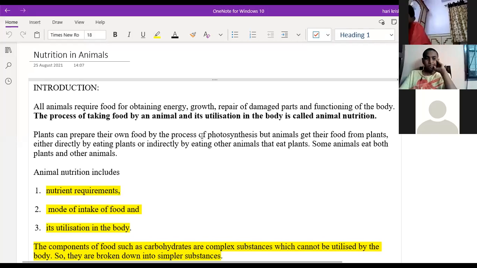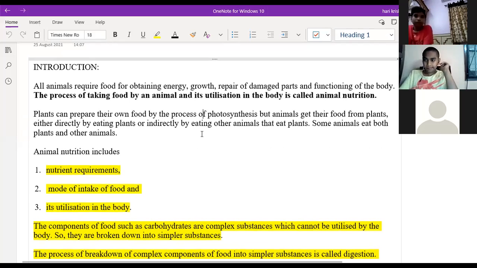So we are going to start the new topic, that is nutrition in animals. We'll start the revision from here. Okay. So first, what is the meaning of nutrition? Sir, the process of taking food by an animal and its utilization in the body is called nutrition. The process of intake of the food. Yes, sir. How we utilize it inside the body to produce energy is called nutrition.